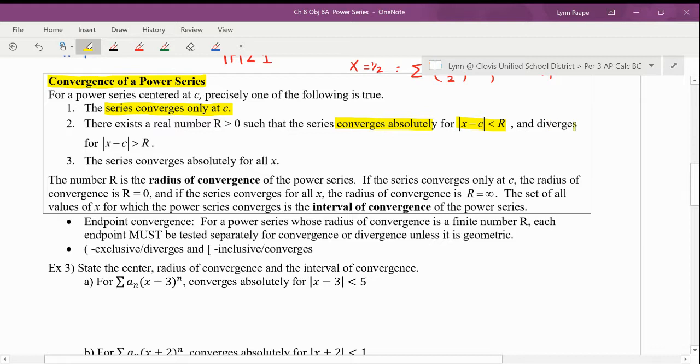It would diverge whenever the absolute value of x minus c is greater than r, and we'll talk about what that is. That number r is what we call the radius of convergence. If we're within the radius, we converge. If we're outside of the radius, we diverge. The third situation is that the series converges absolutely for all values of x, so the domain would be all real numbers. That's what this would be saying.